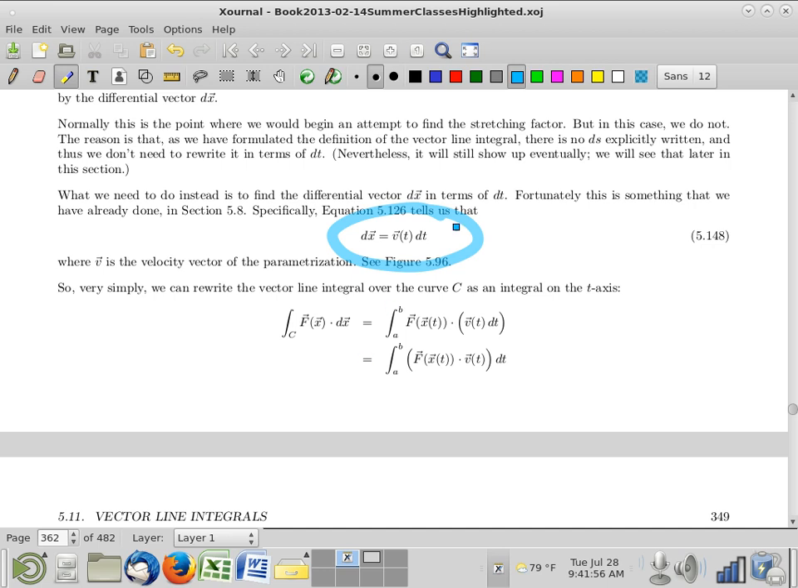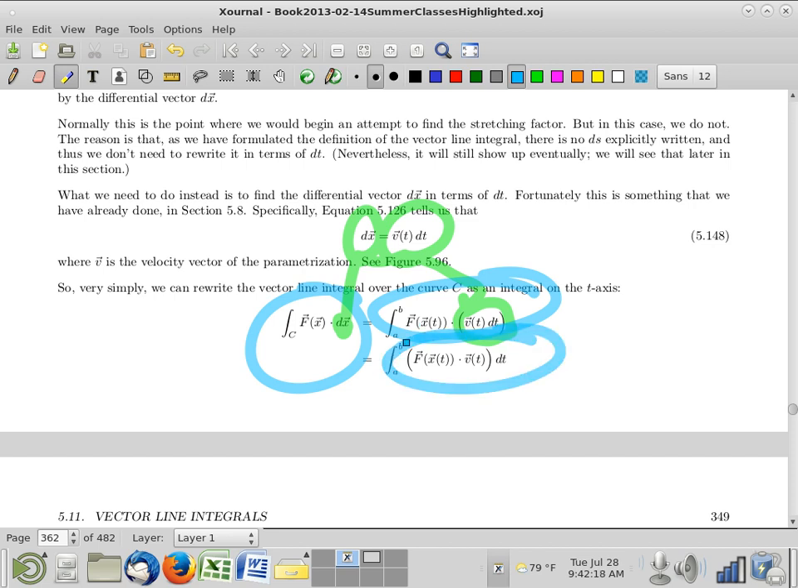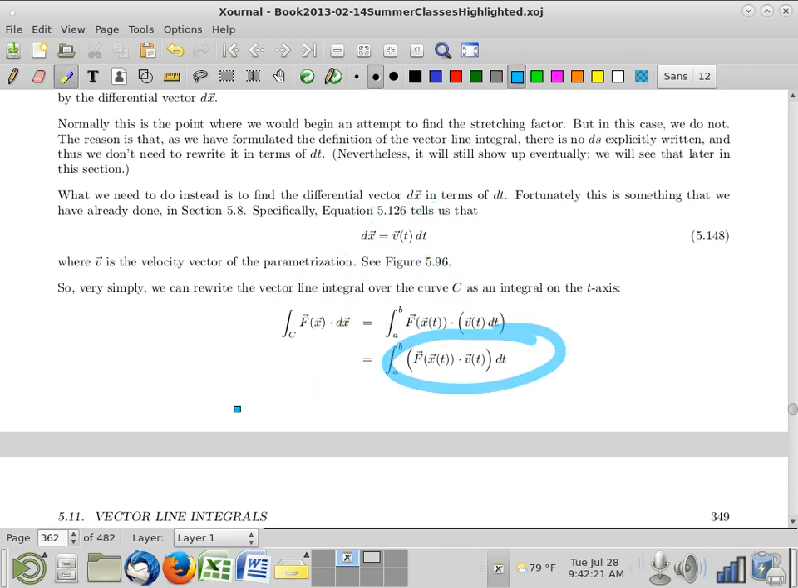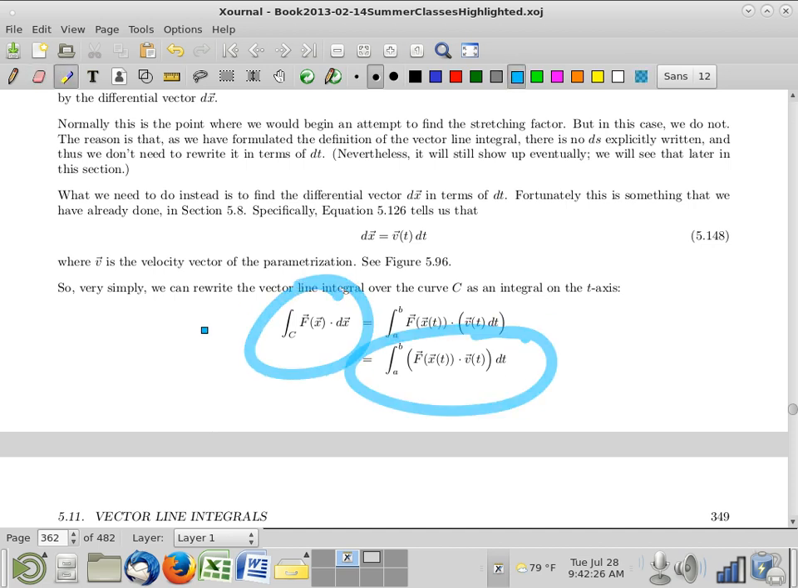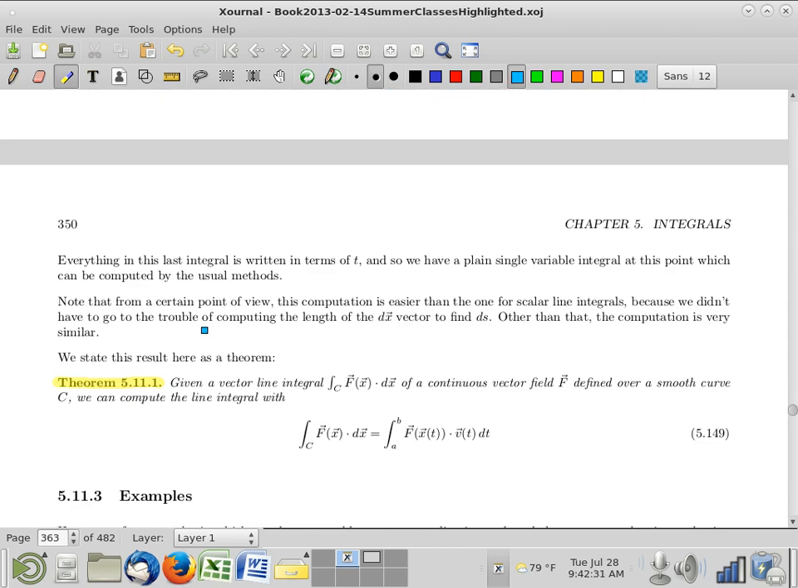So this computation here, trying to compute that vector line integral, this dx is v dt. Right, so put that right there, and the line integral becomes that, which I could rewrite like that. So, handy dandy little formula there for how to compute these vector line integrals. And I've got that written down here somewhere. Yeah, here we go. As a theorem.